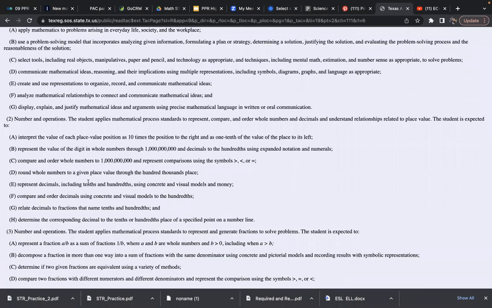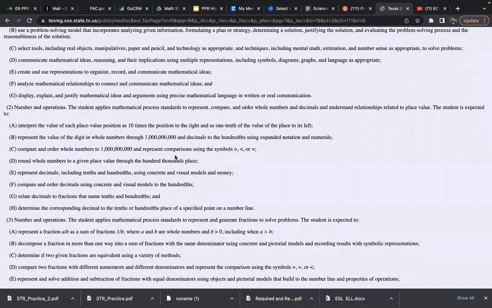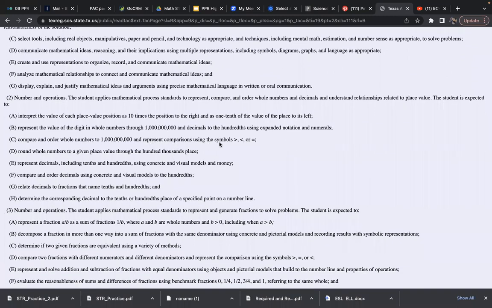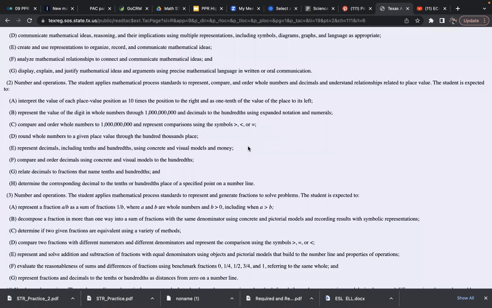Or represent it, rather. Represent comparisons using these symbols. Compare whole numbers all the way up to 1,000,000. They need to understand that 10,000 is less than 1,000,000. So super fluent with less than, equal to, or greater than.